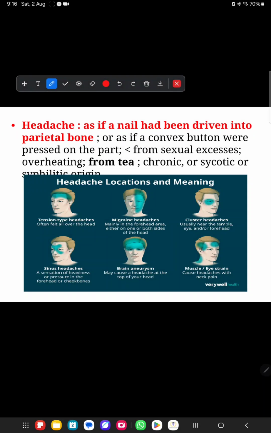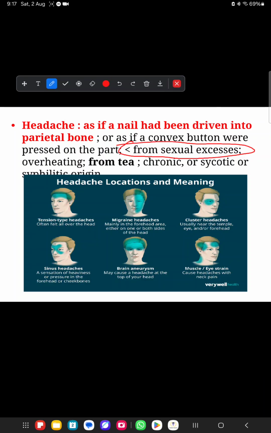Another symptom: headache as if a nail had been driven into the parietal bone, as if a convex button were pressed on the part, aggravation from sexual excess, overheating, from tea, chronic or psoric or syphilitic origin. This person is suffering from headache because he has already done so much sexual excess. If the person is performing so much sexual intercourse, there will be a loss of vital fluid, and that will cause pain, especially headache. Then we can think about this medicine.